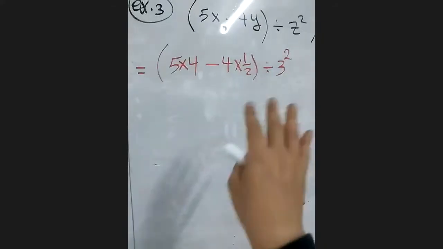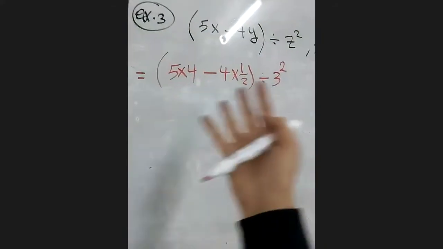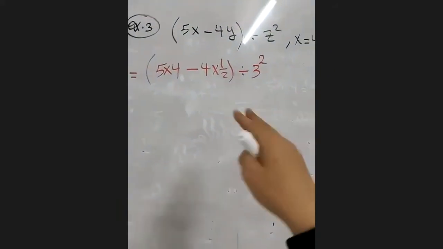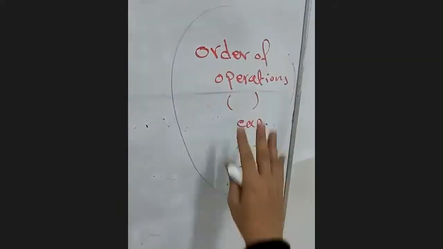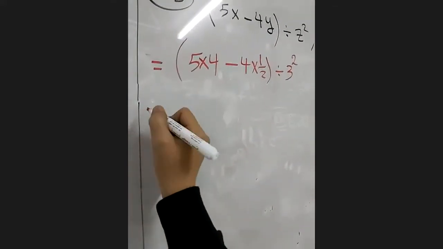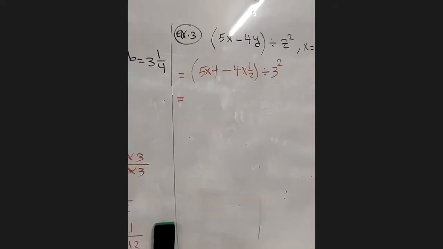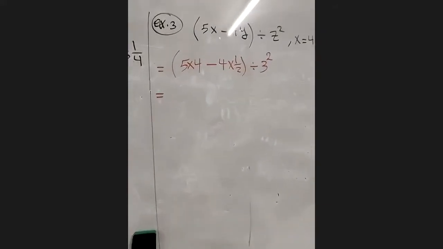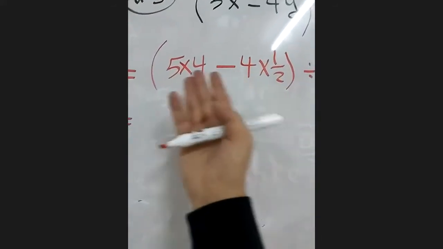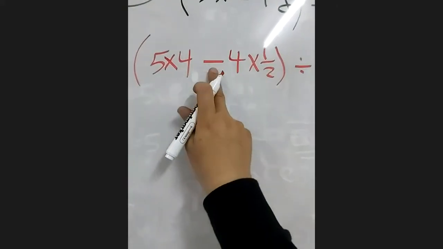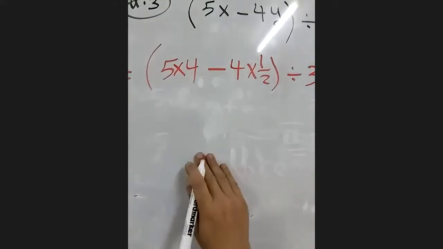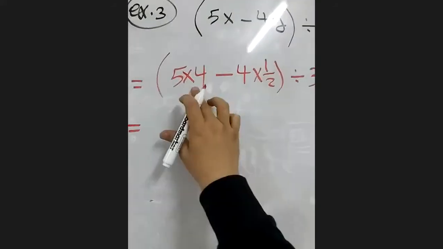Now we need to use it because we have a numerical expression with brackets, subtraction, multiply, divide, and exponent. So I need to follow the order of operations to find the correct answer. In the order of operations, what do we need to do now? First thing, the parentheses. But inside the parentheses, I have multiplication and subtraction. What do I need to do first? Multiplication. So I'll do the multiplication first.